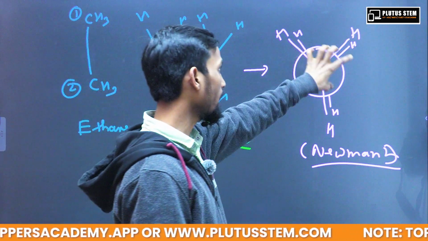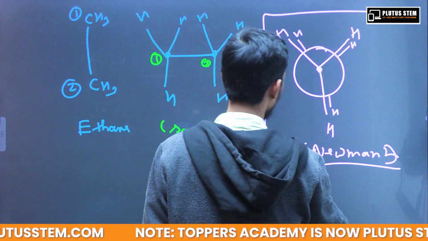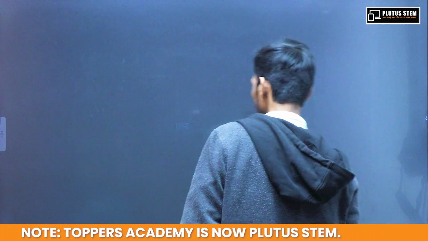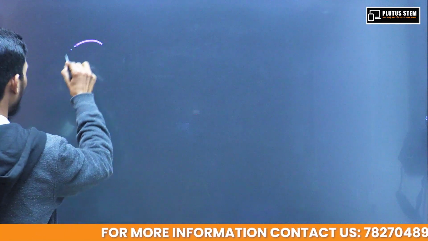If we now rotate this molecule, the rotation will be quite visible in this projection. Generally we study conformational isomers in this projection only. So this is our ethane.